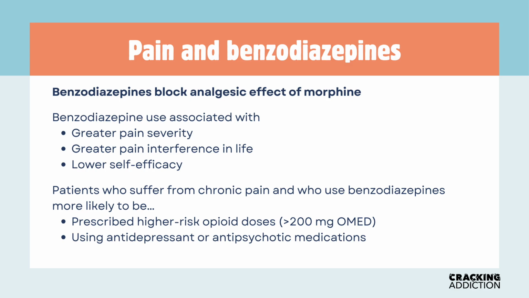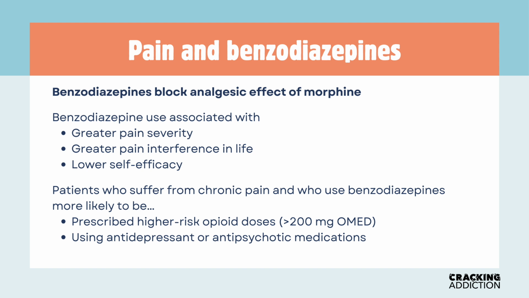Now, I want to say a few words about the role of benzodiazepines in pain management. It's very common for benzodiazepines to be concomitantly prescribed with opioids because it's very common for anxiety disorders to coexist with chronic non-cancer pain. It's important to understand that actually benzodiazepines block the analgesic effect of morphine.